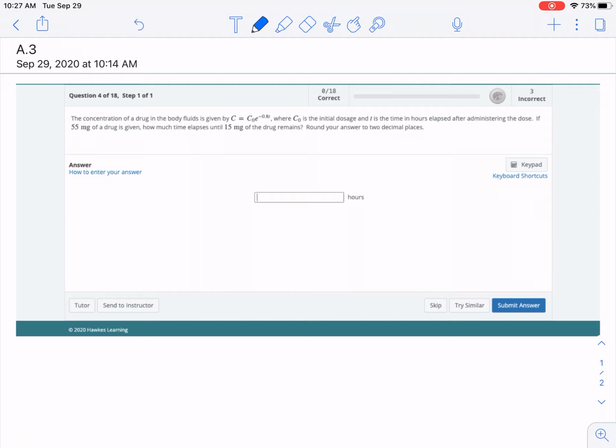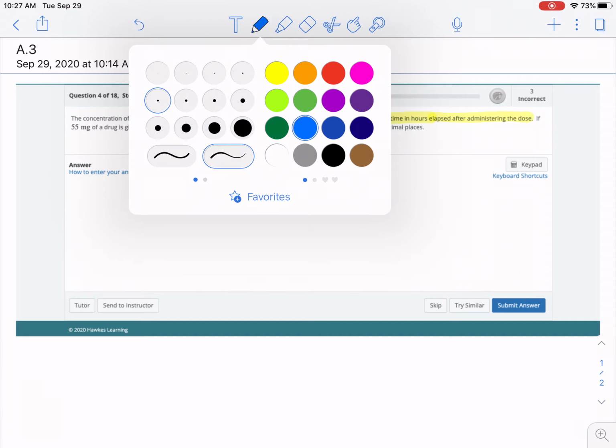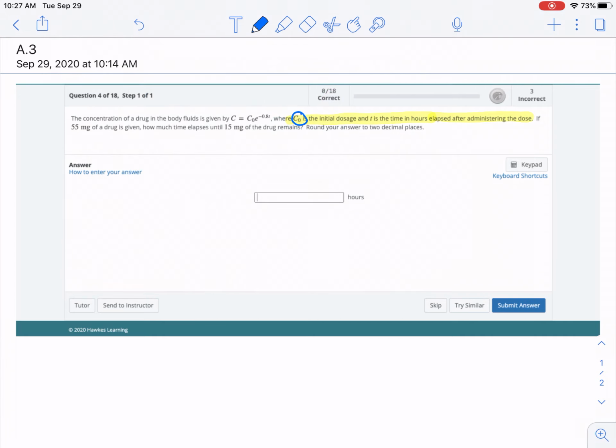The concentration of a drug in the body fluids is given by C equals C sub 0 e to the negative 0.8t, where C sub 0 is the initial dosage and t is the time in hours elapsed after administering the dose. Generally speaking, we're going to use a sub 0 to mean initial for things that we work on. If 55 milligrams of a drug is given, how much time elapses until 15 milligrams of the drug remains? Round your answer to 2 decimal places.